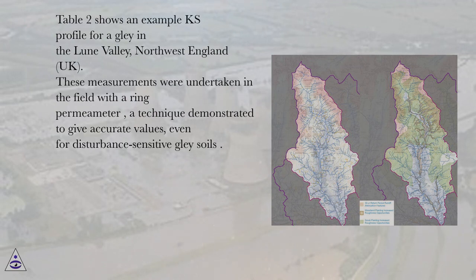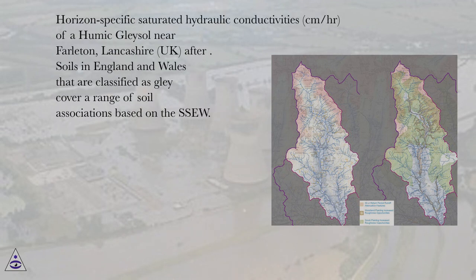These measurements were undertaken in the field with a ring permeameter, a technique demonstrated to give accurate values, even for disturbance-sensitive gley soils. Horizon-specific saturated hydraulic conductivities, cm per hour, of a humic Gleysol near Farleton, Lancashire, UK, after.